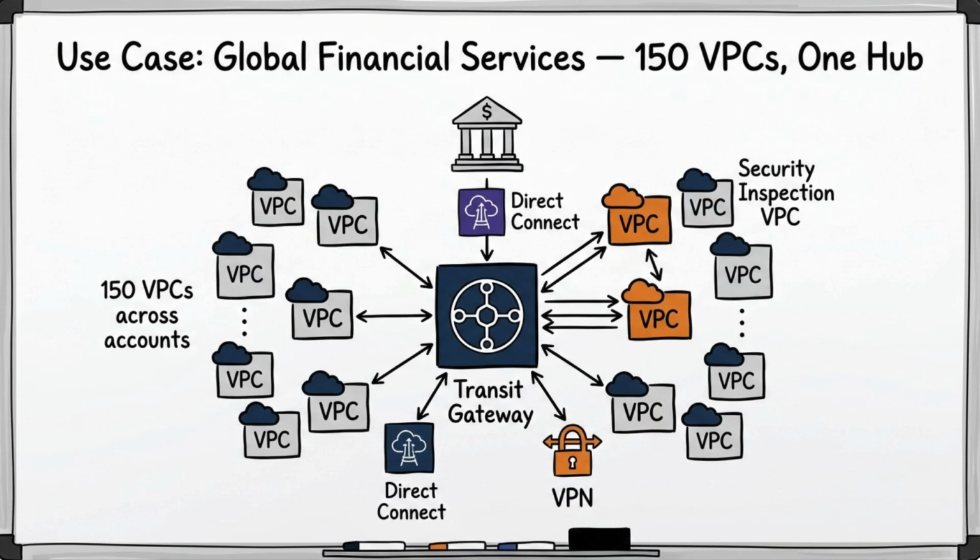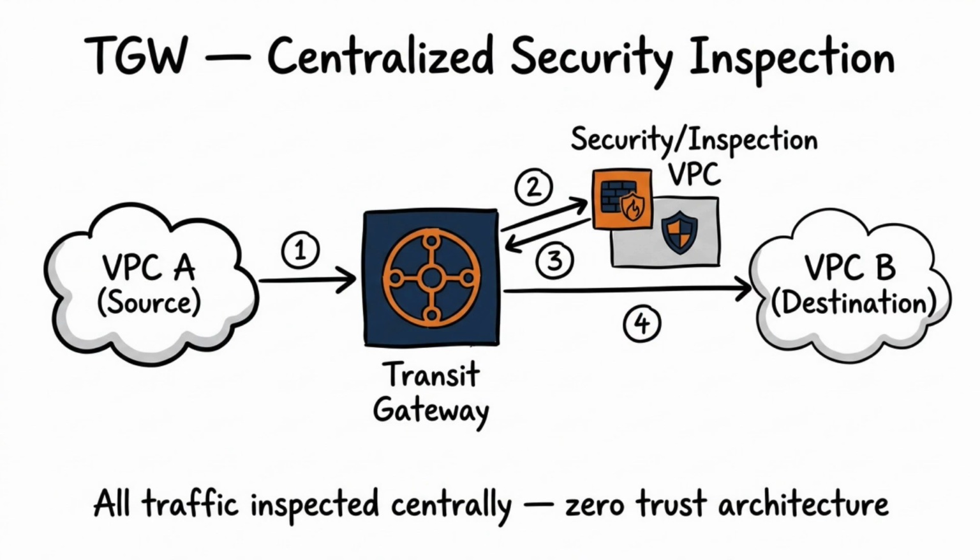For example, a global financial services company with 150 VPCs across multiple AWS accounts uses a single transit gateway per region, peered across regions, to build a global network. Security inspection is centralized through a dedicated inspection VPC attached to the hub. All traffic flows through it before reaching its destination.